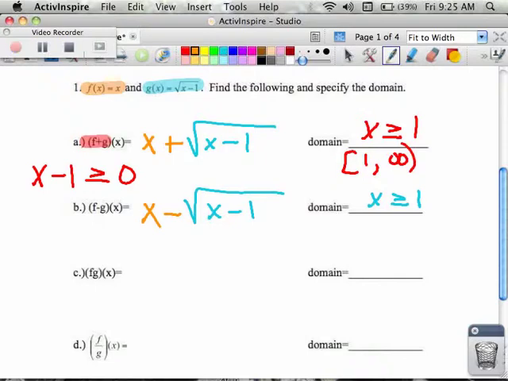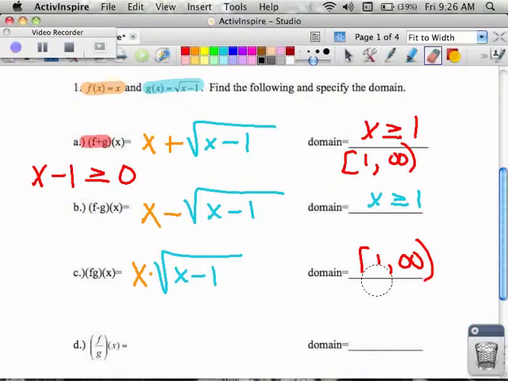If I multiply the two functions, I get x times the square root of x minus 1. And my domain is still 1 to infinity. Notice I can write it either way. They didn't tell me I had to do it in interval notation, so I can if I want to, I don't have to. Either way is fine. Unless they specify, I don't really care.